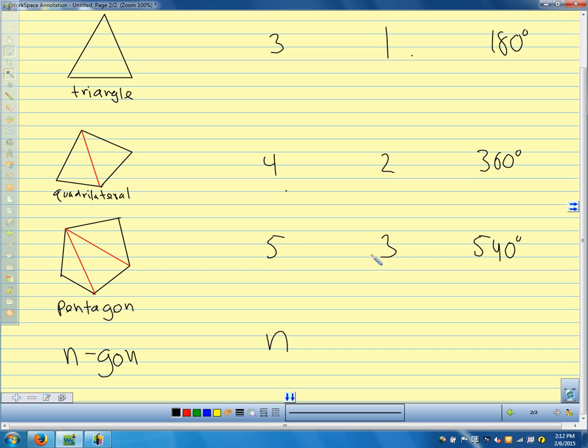How are we getting from here to here? Minus 2. So we have n minus 2 triangles, and it just has n sides for some number. n can be any number. It has n sides, so we have n minus 2 triangles. So to get all of the angles inside this n-gon, what would we do with the n minus 2? Multiply it by 180.